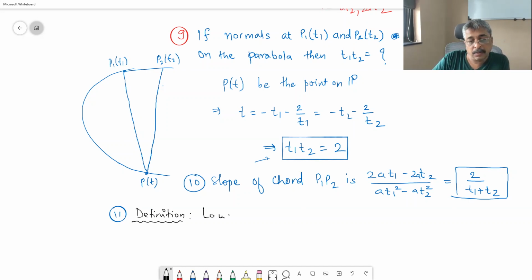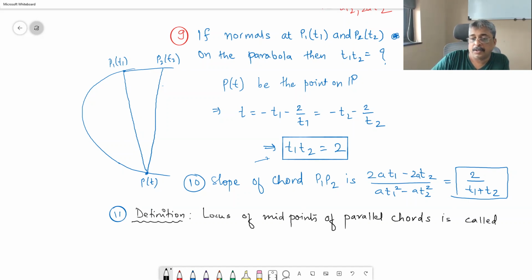Locus of midpoints of parallel chords is called diameter. Okay, now this is a new definition of diameter, which works for a circle because we know the property of a circle that the locus of midpoints of parallel chords is going to be a diameter.